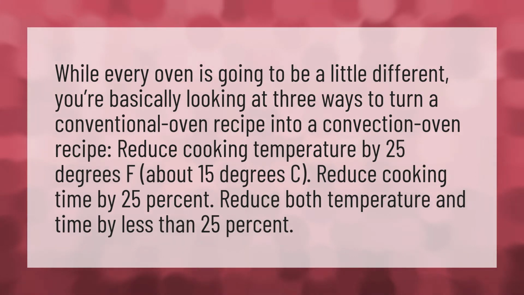While every oven is going to be a little different, you're basically looking at 3 ways to turn a conventional oven recipe into a convection oven recipe. Reduce cooking temperature by 25 degrees Fahrenheit, about 15 degrees Celsius. Reduce cooking time by 25%. Reduce both temperature and time by less than 25%.